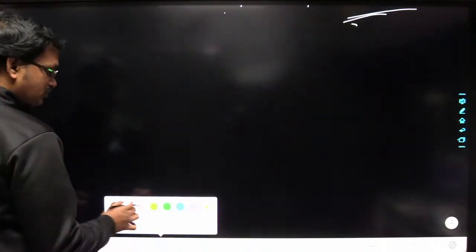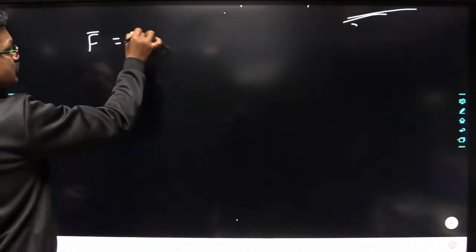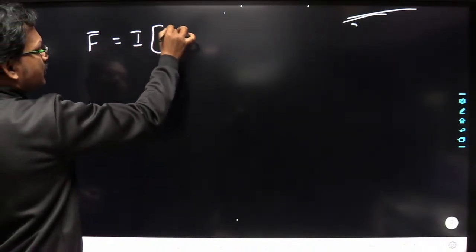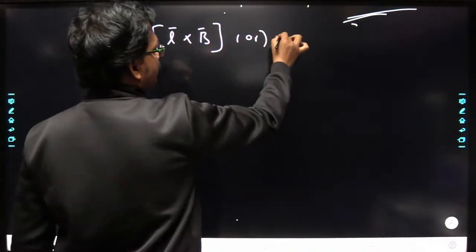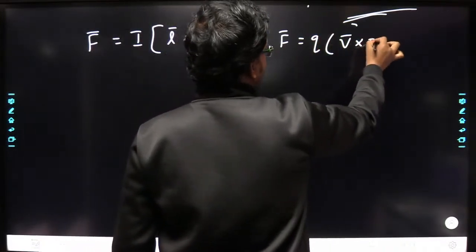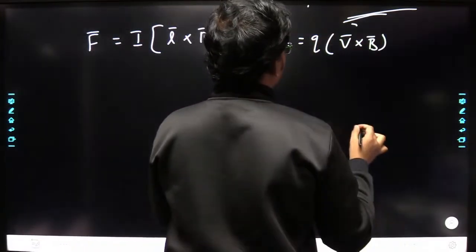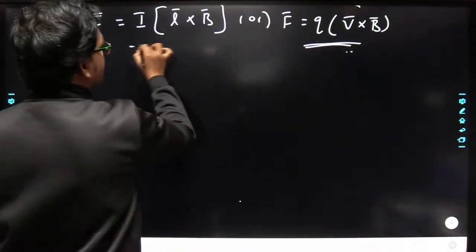So this is the Lorentz force equation. F bar is equal to I into L bar cross B bar, or you can write F bar is equal to Q into V bar cross B bar, right? Okay. So these are the Lorentz force equations.